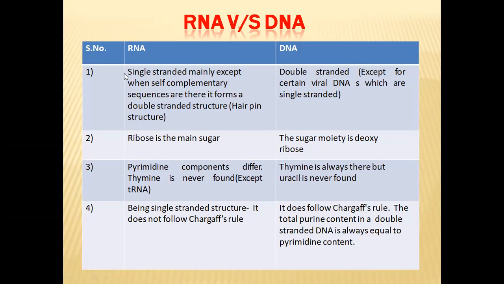Usually RNA is single stranded, and DNA is usually double stranded. But in rare cases, in RNA, at some places we can find a double stranded structure. These form hairpin-like structures or loops in RNA, in some cases only. And ribose is the main sugar in RNA. Deoxyribose is the sugar in DNA.